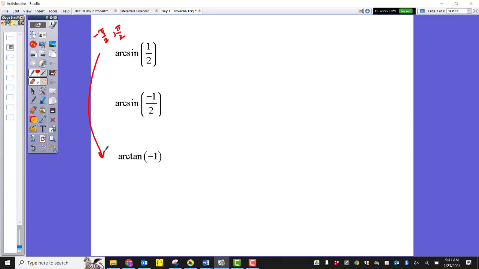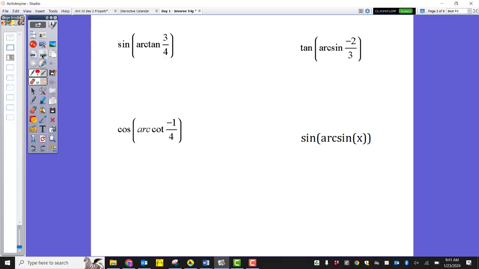So the idea here for just the general trig or inverse trig is saying what angle gives you 1 over 2. So for sine, we're looking from negative pi over 2 to pi over 2. The angle that gives us 1 over 2 would be pi over 6. Negative 1 over 2 is negative pi over 6. And then for arc tangent, negative 1 is negative pi over 4.